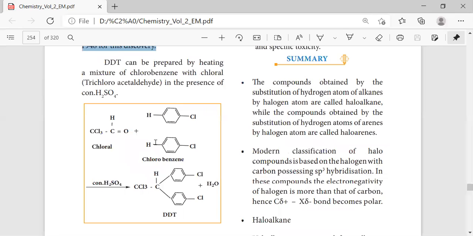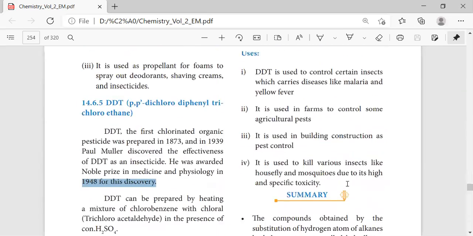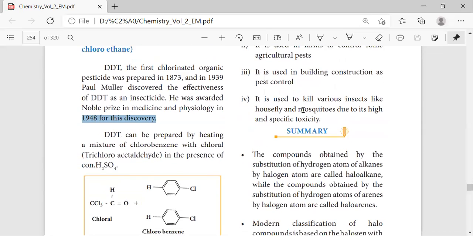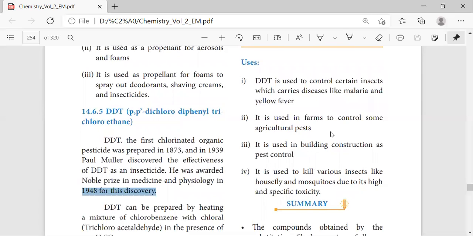Here, this DDT is made from chloral on treatment with chlorobenzene in the presence of concentrated sulfuric acid, and we get the product DDT. So this compound will be used as a good insecticide, the best insecticide, to kill insects, especially the insects which carry diseases like malaria and yellow fever. Then it is used to control some agricultural pests, including construction as pest control. And also to kill various insects like houseflies and mosquitoes.